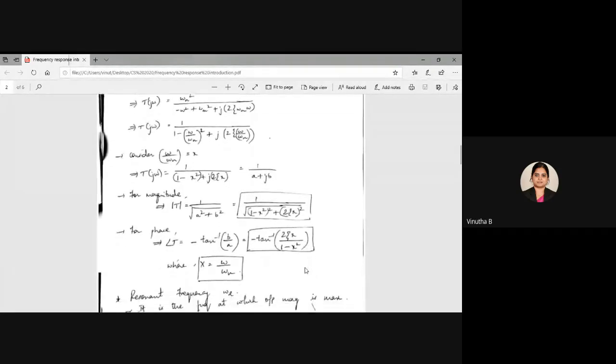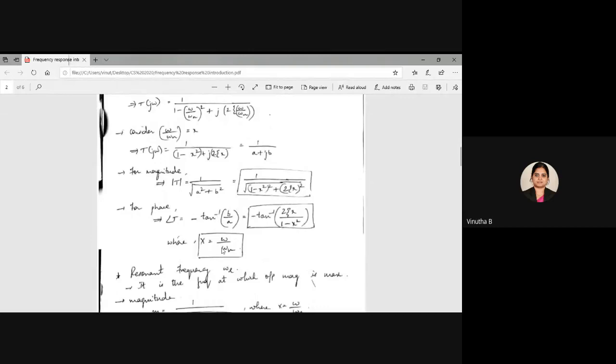For phase, how do you write? The angle of T is equal to minus. Why minus? Because you have these terms in the denominator. If it was in the numerator, it would have just been positive. Since this is present in the denominator, we take it as minus tan inverse of b by a. So that is equal to minus tan inverse of 2 zeta x divided by 1 minus x square, since a is 1 minus x square, where x is equal to omega by omega n.